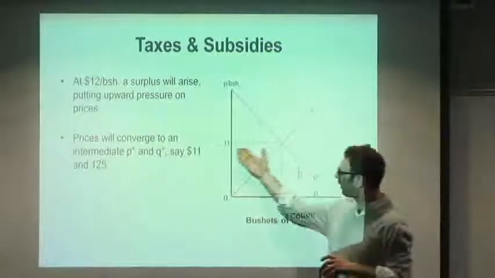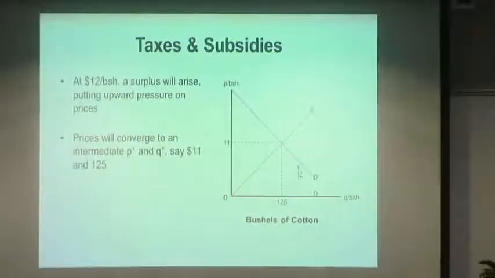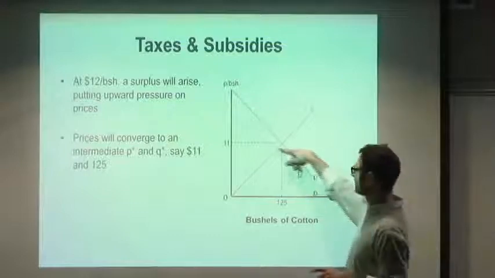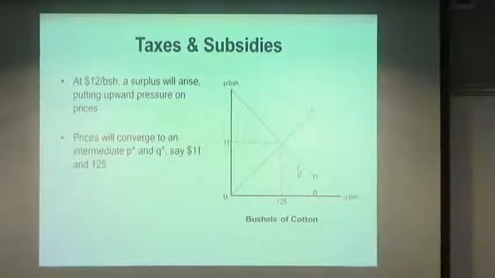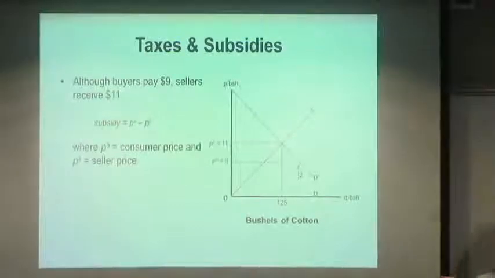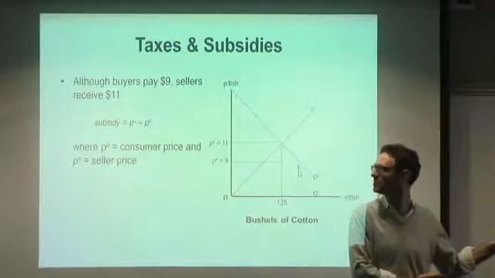So now we have a new price at the counter of $11. This is the price that sellers are going to receive, and that's it for them. Buyers, on the other hand, get $2 off via a government subsidy. So even though they pay $11 at the counter, they're going to get $2 back from the government. So the price they actually pay is $9. The exact same outcome that we just saw when the subsidy was levied on sellers.